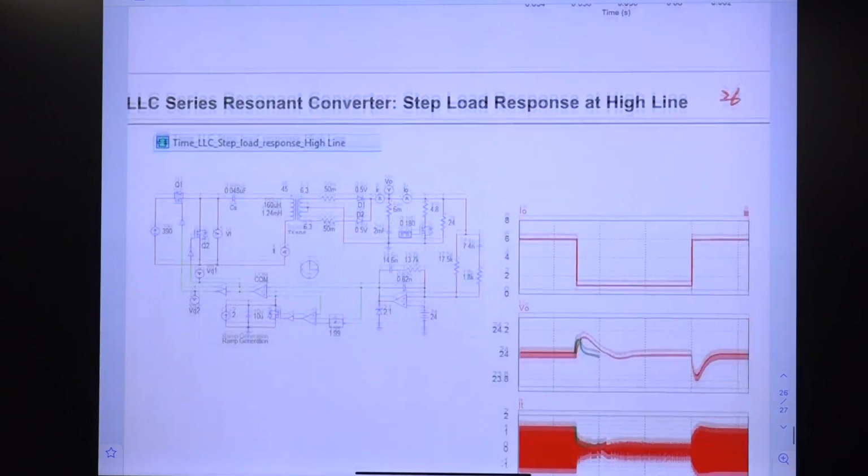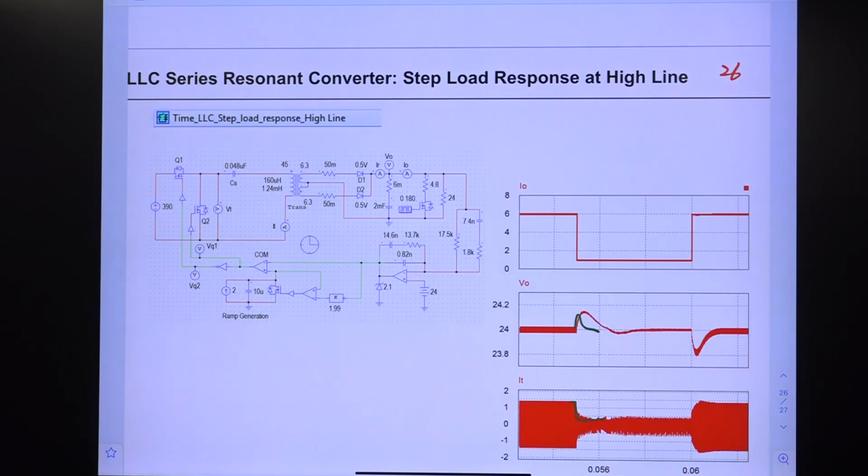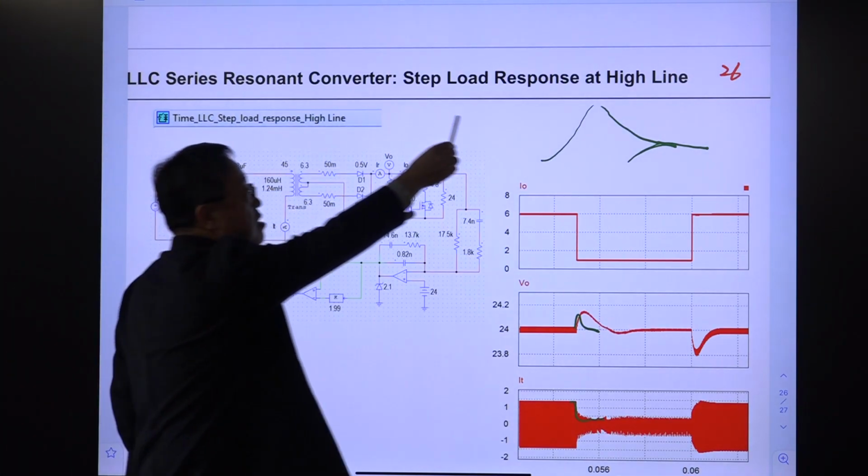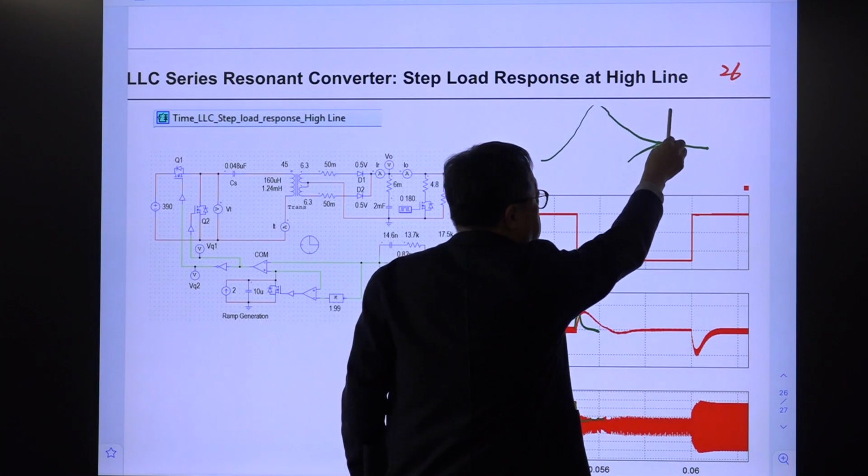Later on, you will notice the DC voltage gain of the LLC converter looks like this. The voltage gain of this converter is, I try to be accurate here, maybe something like this. Okay, so this one has two resonant frequencies. One is this, it's coming here, and another resonance is here.